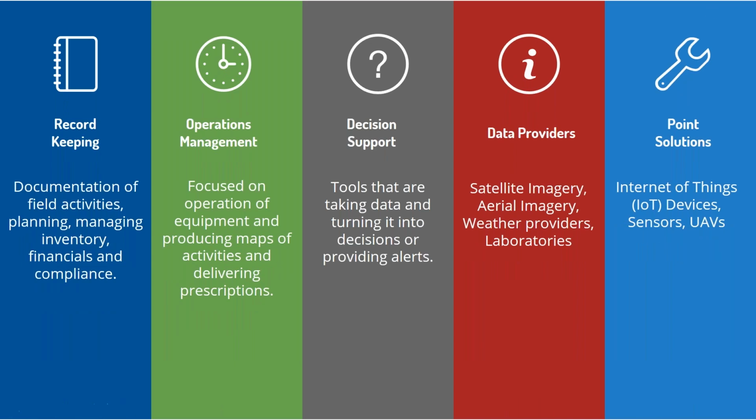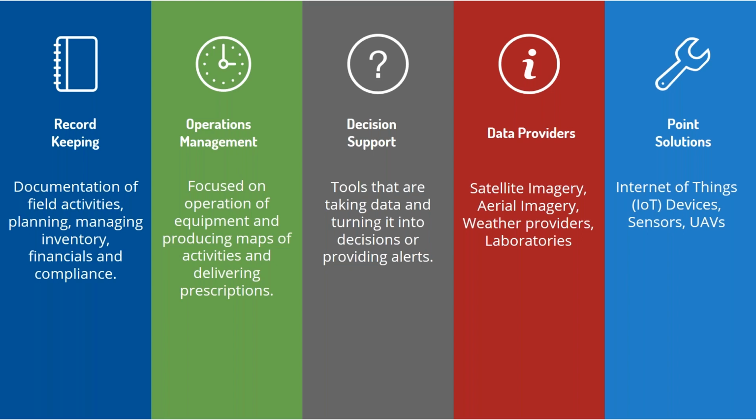When we look at ag software, we see 5 pieces, because there are a lot of types of software out there, and there are 5 things that ag software does when you boil it all down. There's record keeping, right? So documentation of activities and planning, financials, compliance, all of those documents that you have in binders and elsewhere or send to other people, software can do that. There's also a piece of software that can handle operations management, right? What's the equipment doing? Now let's get maps of our activities and let's get some prescriptions.